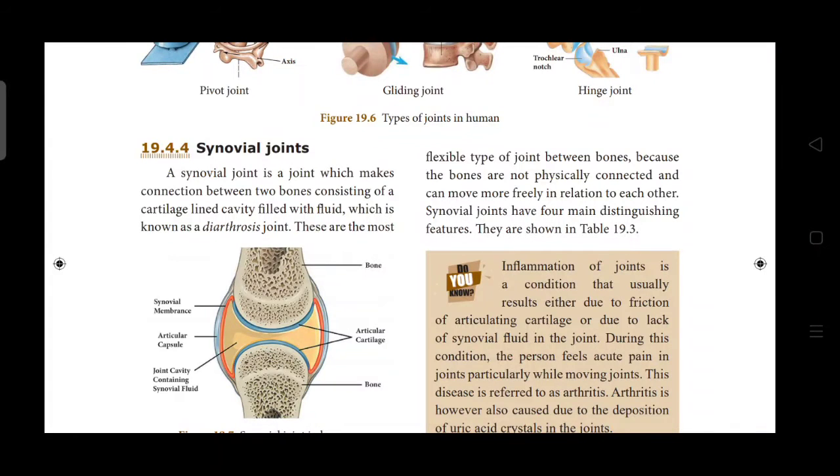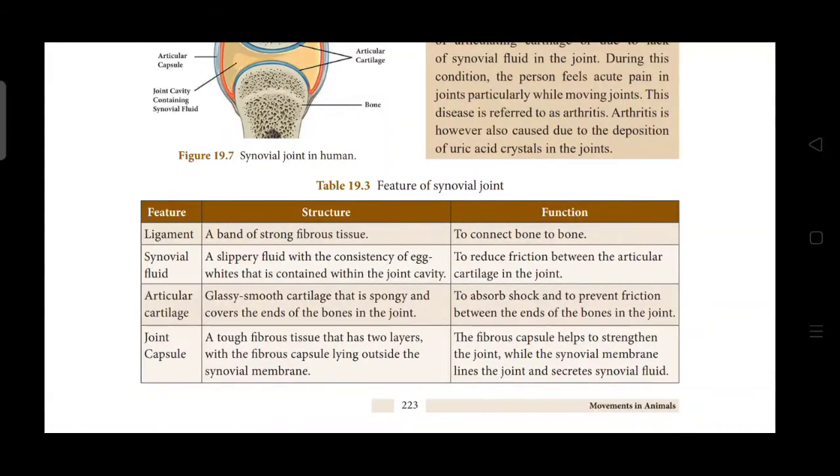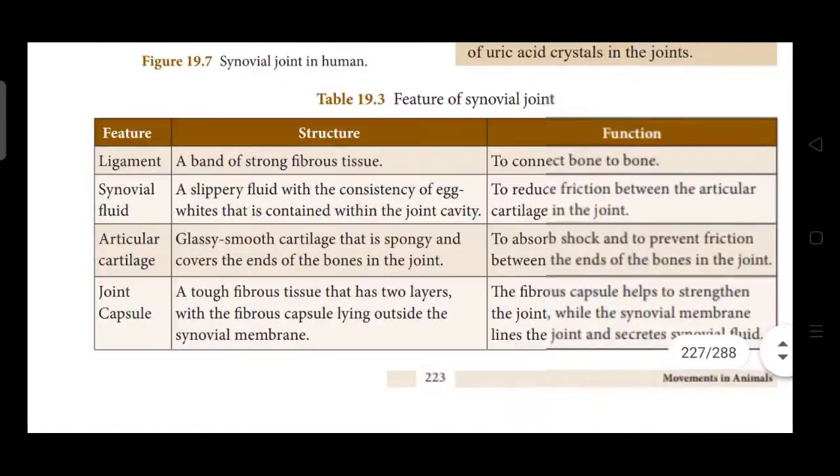The synovial joint has 4 main distinguishing features. One is the ligament, a band of strong fibrous tissue. The ligament is like a strap, like a belt.